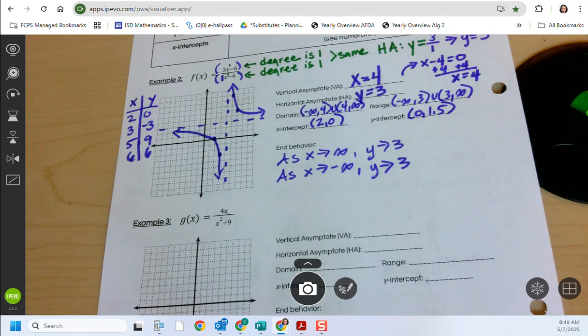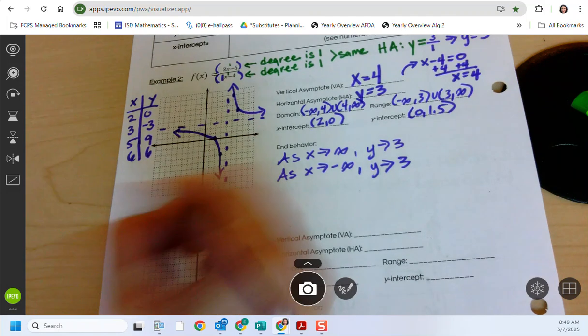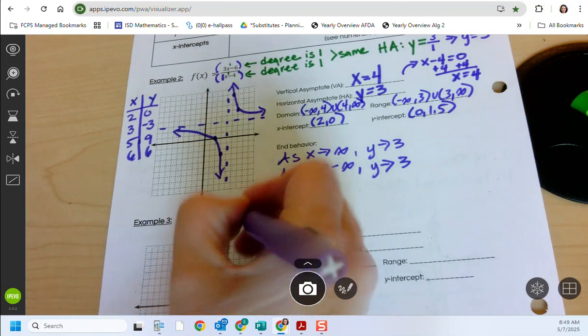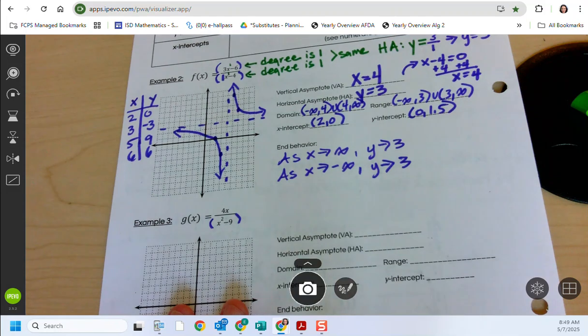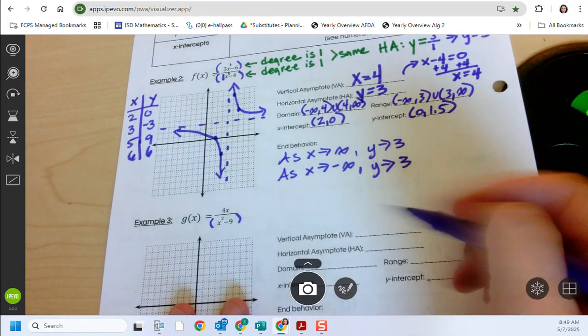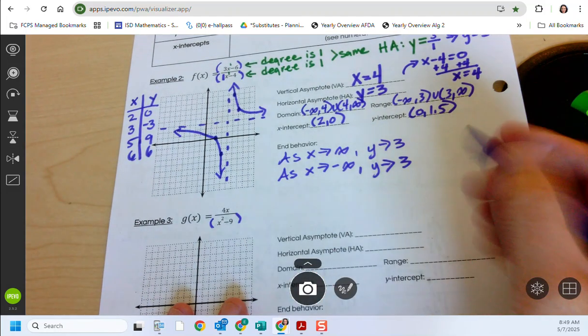All right, I'm going to help you guys get the asymptotes for this last one, and then I'm going to ask you to graph it on your calculator, and then finish the analysis. So your vertical asymptote is going to be dependent on the zeros of your denominator.